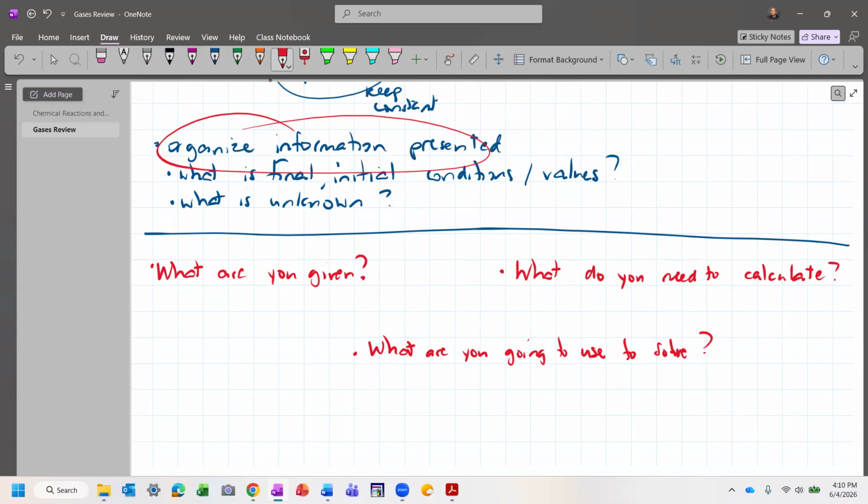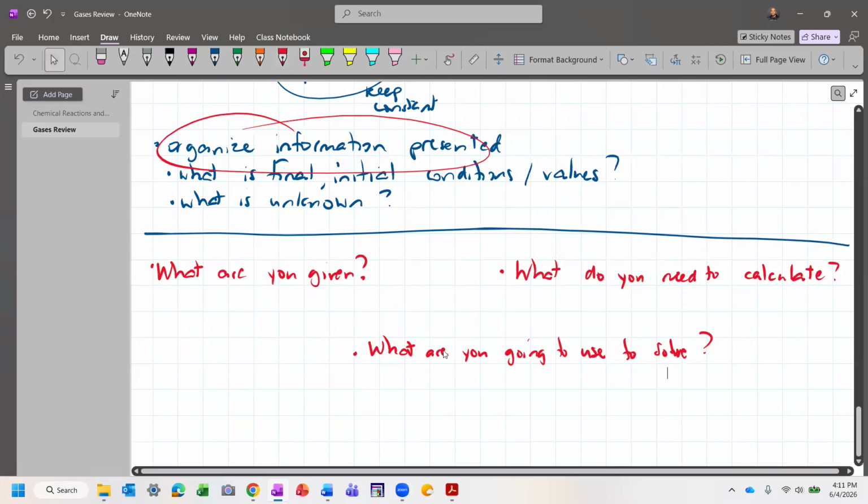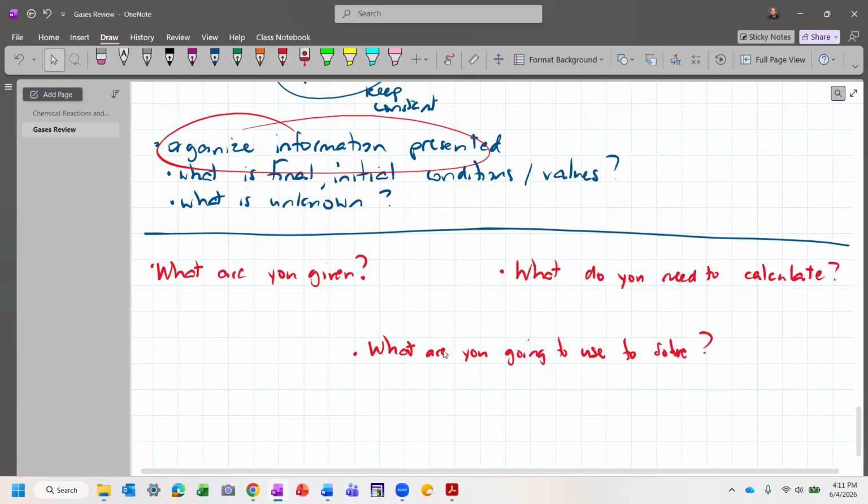If you approach every single question with those three questions in mind, at the very least, you're going to have some idea of where to start. That is often a big roadblock for students, especially if it's been a while since you've taken a chemistry or a math class. Just organizing the information is very, very important. That's going to be helpful not just in our class, but in every single class that you take, whether it's chemistry, math, biology, whatever.